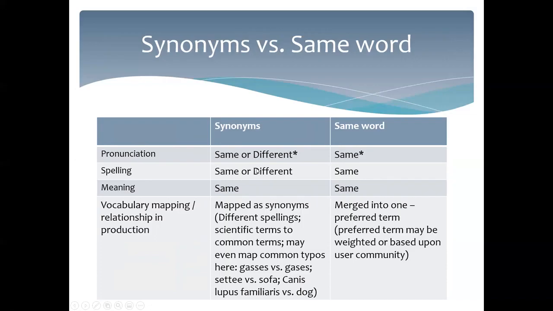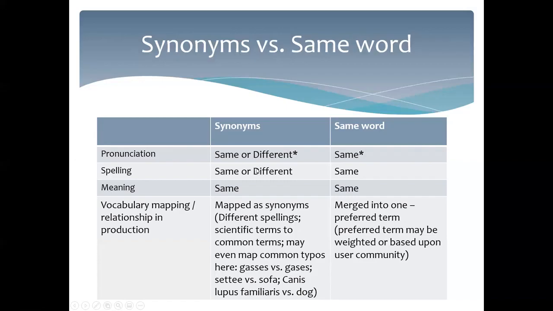The other things, of course, are synonyms or the same word. Now, the same word you'll need to figure out. I think the same word on the surface seems very easy because pronunciation's usually the same, not always. Spelling's usually the same, but not always. Sometimes you have variations of spelling, especially the British spelling and the US spelling.